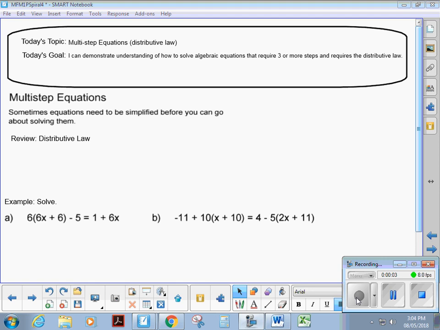Hello and welcome to the 8th video in Spiral 4, so lesson 8. Today we're looking at multi-step equations, which include the distributive law.